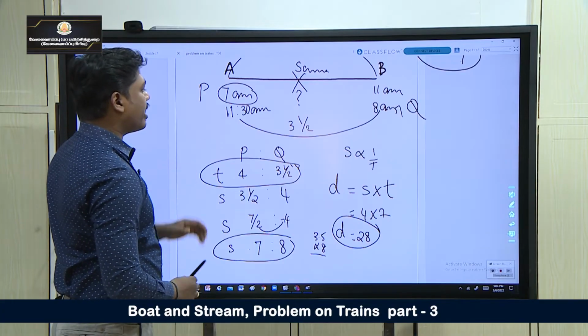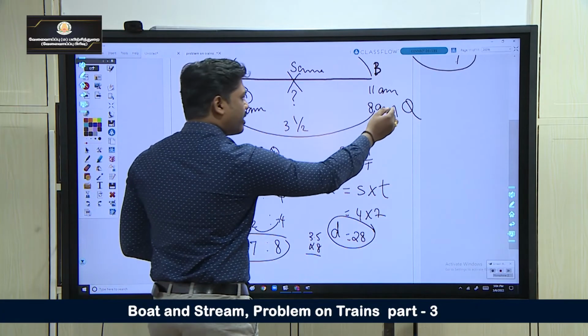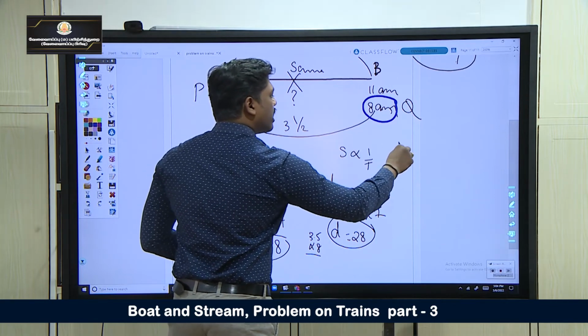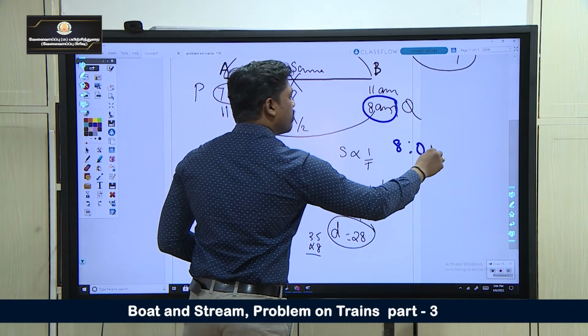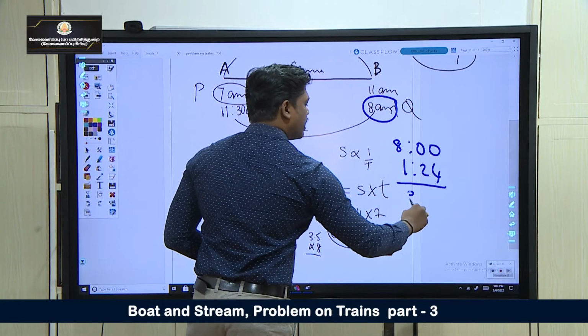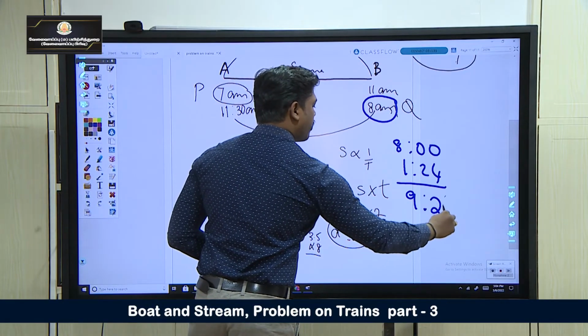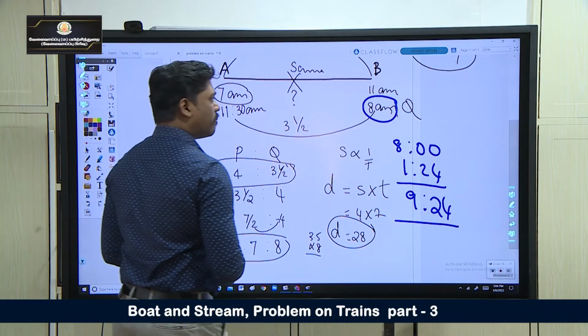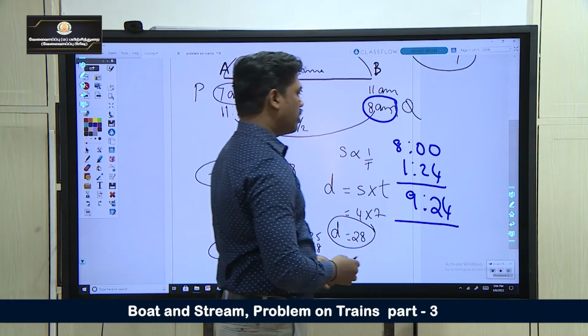So the second train starts at 8 a.m. So 8 a.m. plus 1 hour 24 minutes. So it is sharply at 9:24 a.m. that the two trains meet each other. Okay.